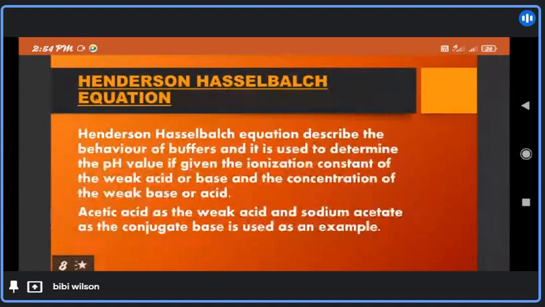Next, the Henderson-Hasselbalch equation. It describes the behavior of buffers. It is also used to determine the pH value, given the ionization constant of the weak acid or base and the concentration of the weak base or acid. Now we can consider acetic acid as the weak acid and sodium acetate as the conjugate base as an example.